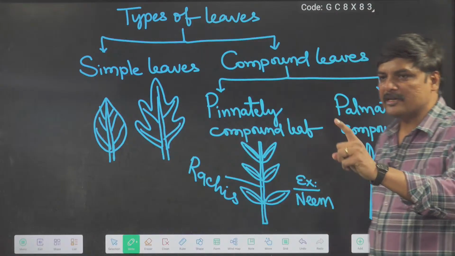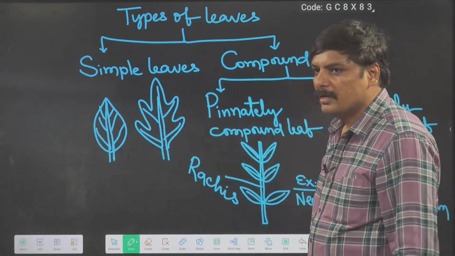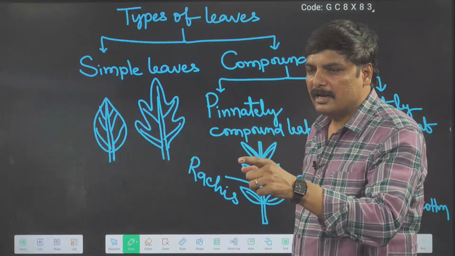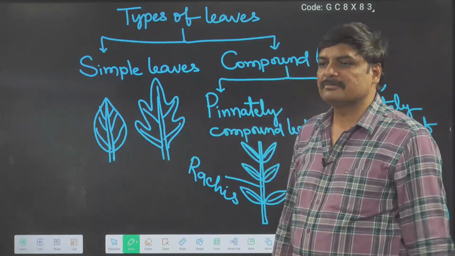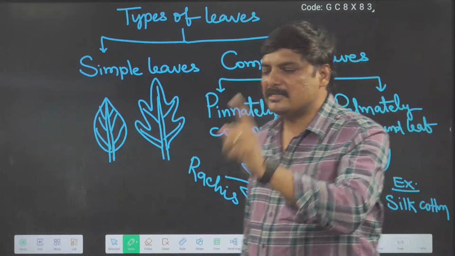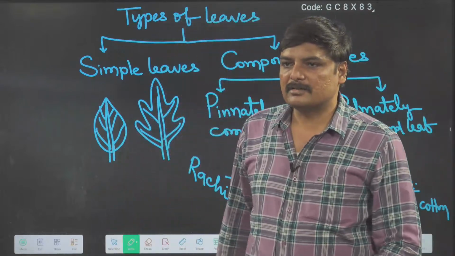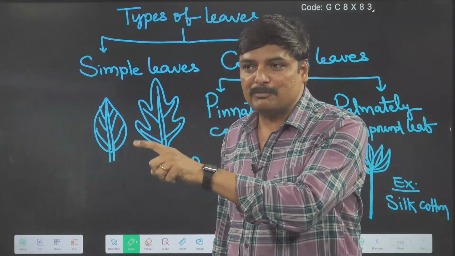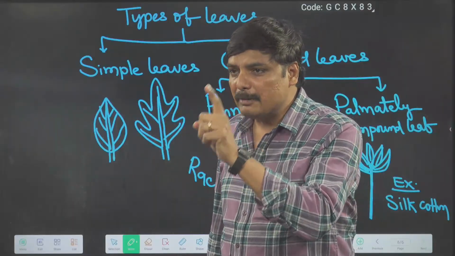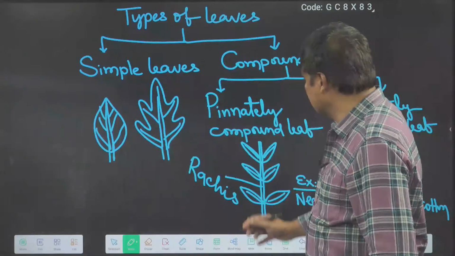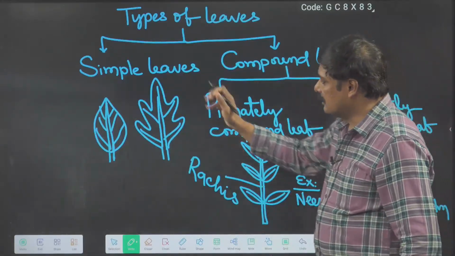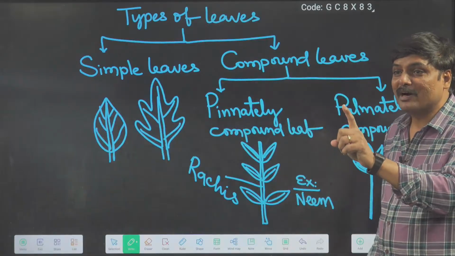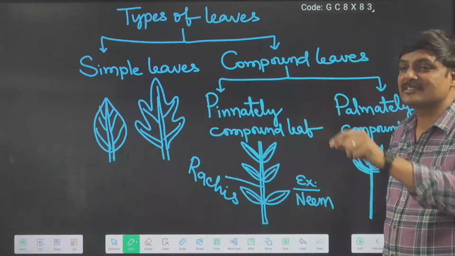Here one important point you should remember. I told you a number of times, the leaf axil contains an axillary bud. The axillary bud develops into a branch. Correct? Axillary buds are present in the axil of simple leaves and compound leaves, but not in the axil of leaflets.